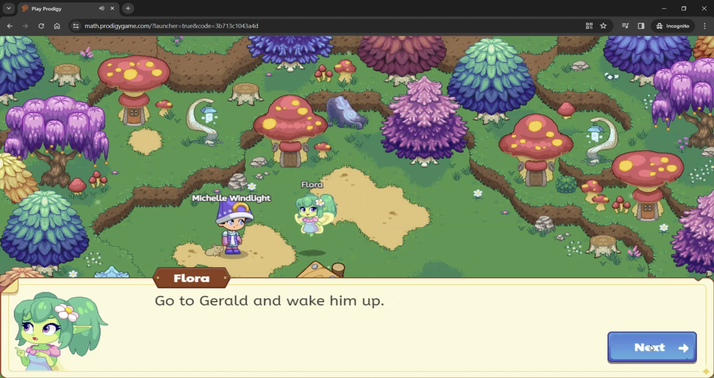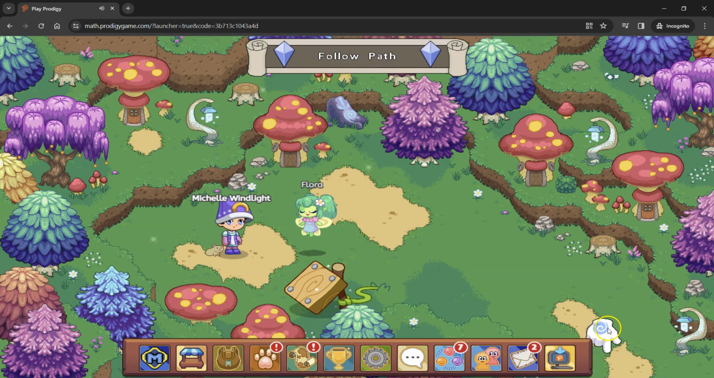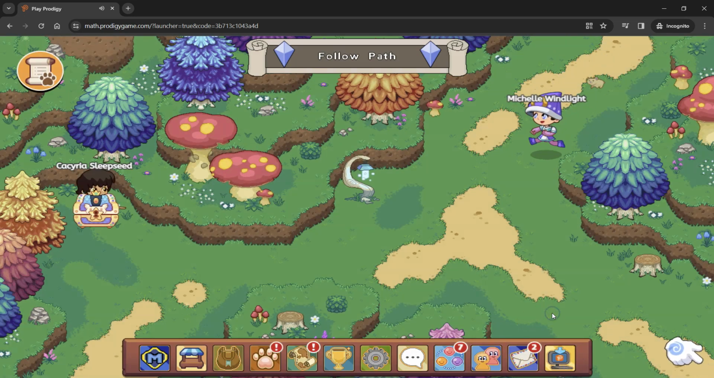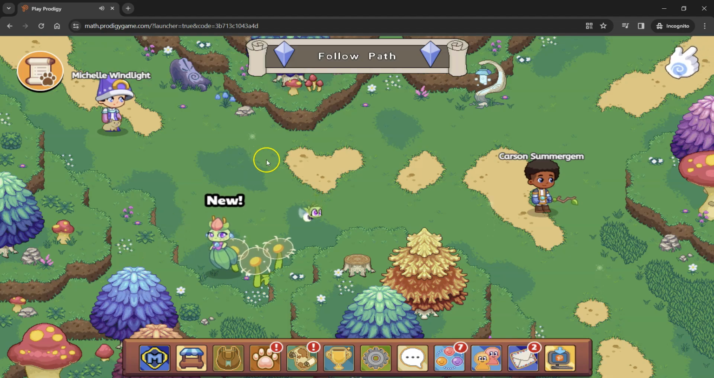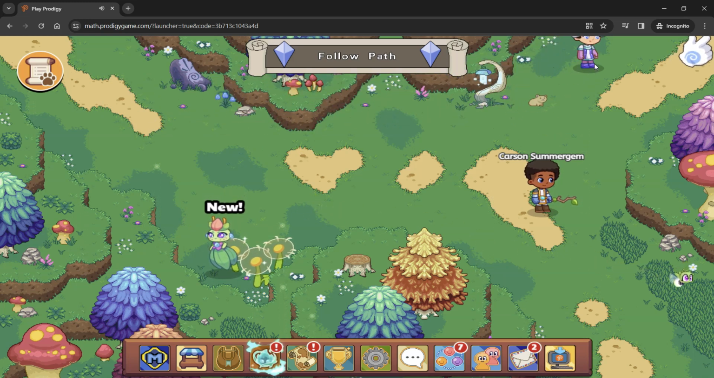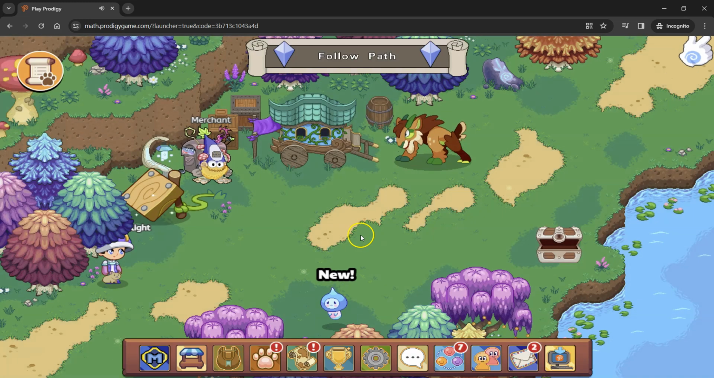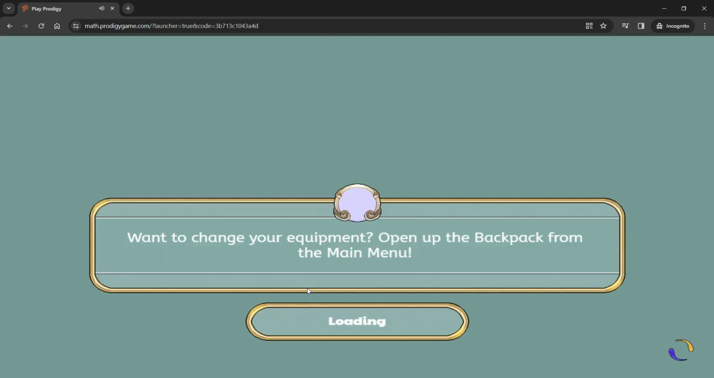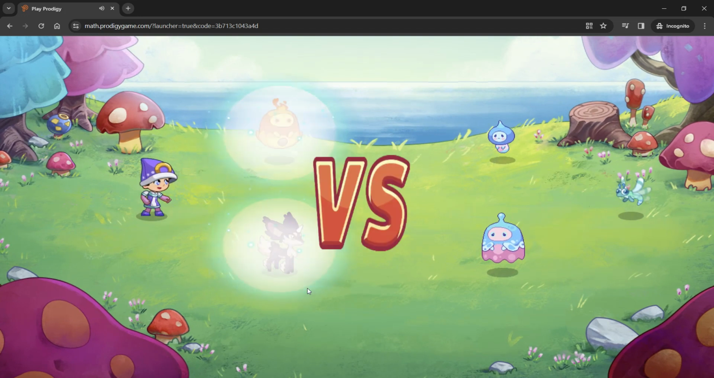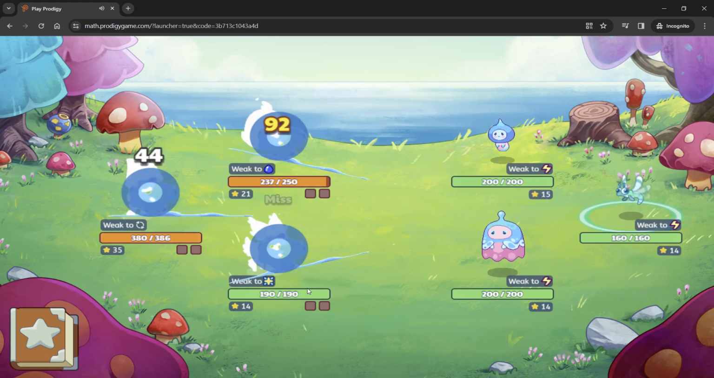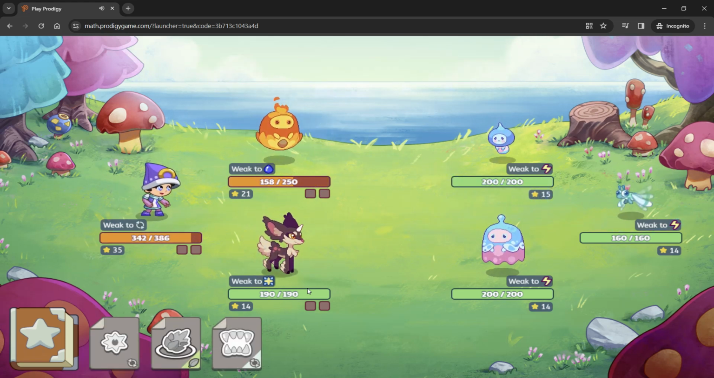Now we can wake Flora's friend. Go to Gerald and wake him up. Wait, isn't Gerald the bad guy? Oh, maybe that was Shadow Gerald. Well done, Gerald. Now that you have the flute, we can wake up my friend. Follow the arrows to Gerald and wake him up. All right, here we go. Well, at least we were stronger than before. Whoa, we got attacked pretty quickly.